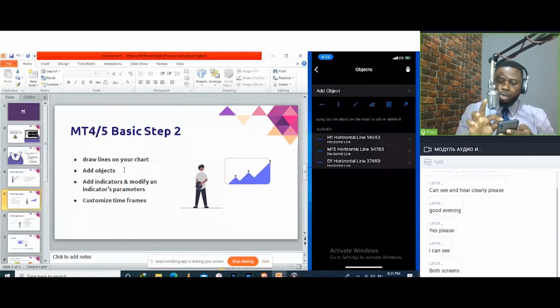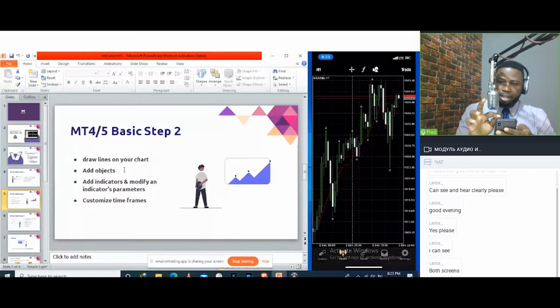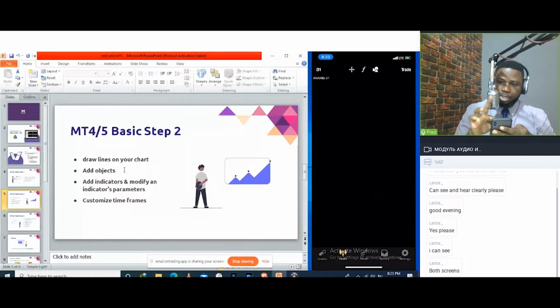Okay, so what you're going to do is to click the button up here. On top of my phone screen, you can see H1. That means we are on the 1 hour chart, so every candlestick you see here means 1 hour. We can click it and also change it to, let's say, D1. Okay, let's click it to D1.